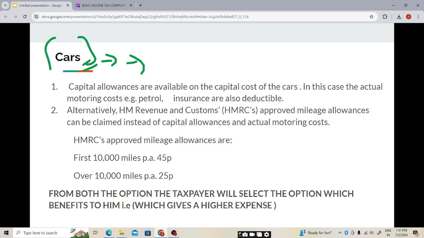So now cars. What the car means here is that I am running my property business and I have a car. Why will I have a car? For example, I have a tenant to whom I am letting the property, and I will be providing him with a car. I will be providing him airport services from the airport, or I will give the car to that person saying that you can use the car for the purpose.